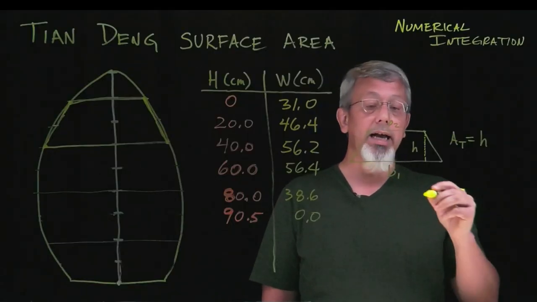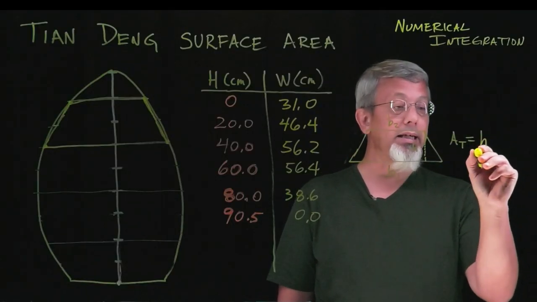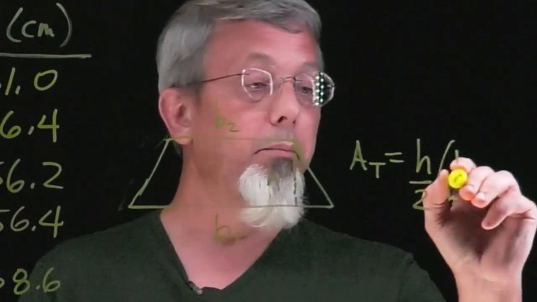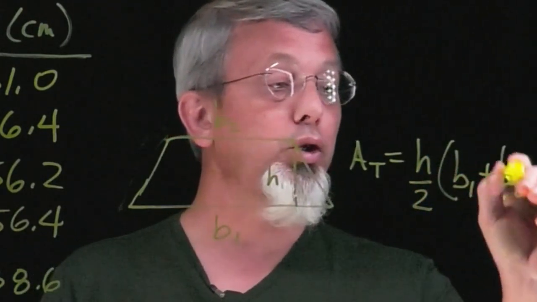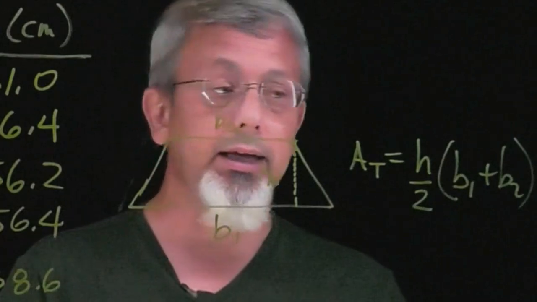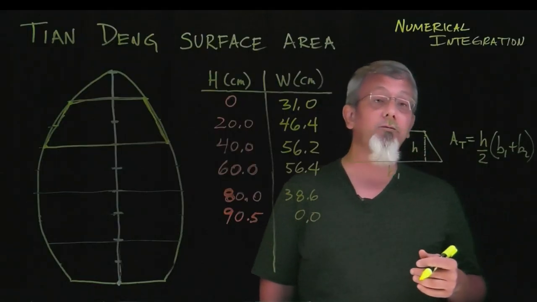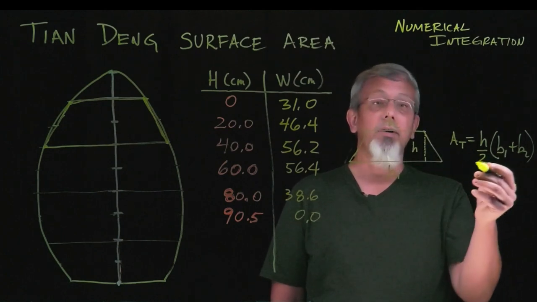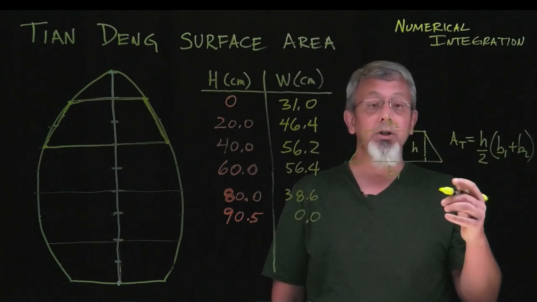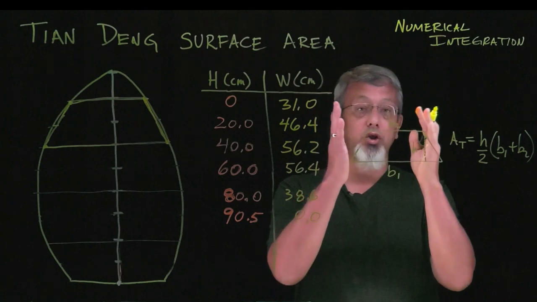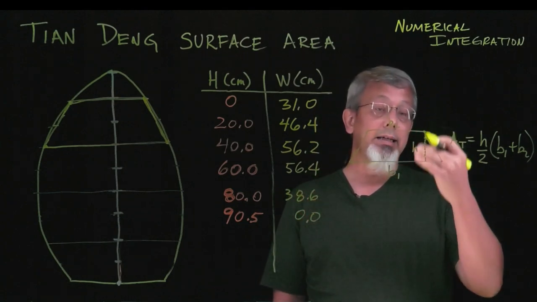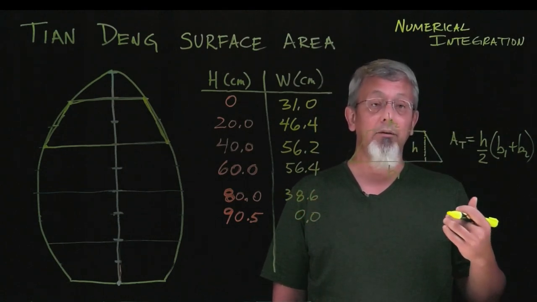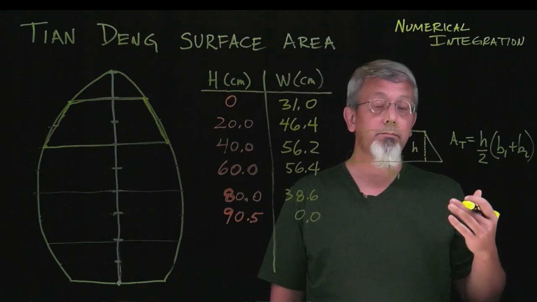In that particular case, if we take the average of the two bases, 1/2 base 1 plus base 2, notice I just put the 1/2 underneath the height, there's our formula for the area of a trapezoid. We take these two and add them up, divided by 2, so we're averaging them. So it's basically the average width times the height, and that will give us the area of our trapezoid.